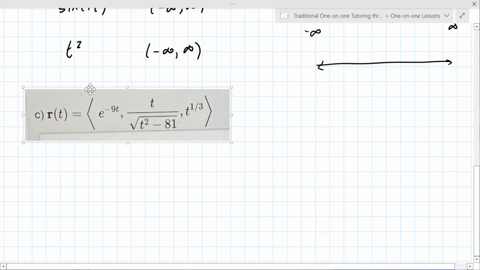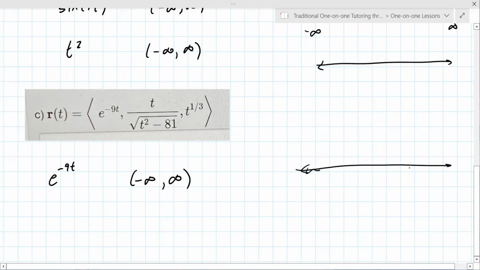So like e to the minus 9t, there are no restrictions on its domain. So far, the only thing you're looking for is division by 0 and square roots of negative numbers. Right. So that's everything. That's the whole line saturated. Now the second one, you cannot divide by 0, and this one's a little bit harder to do. So you normally set t squared minus 81 greater than or equal to 0.